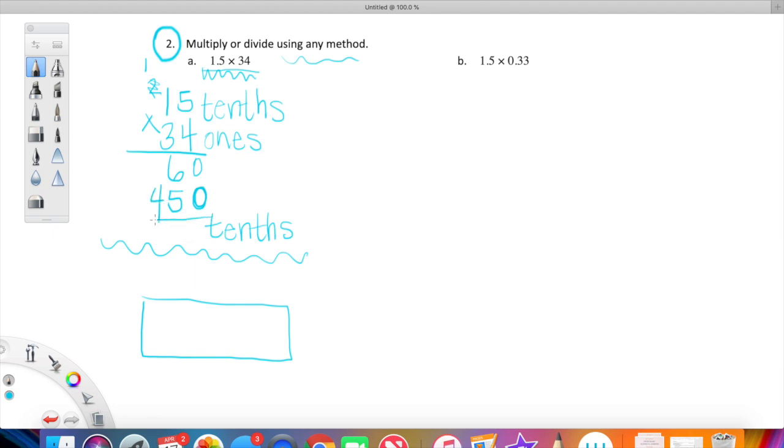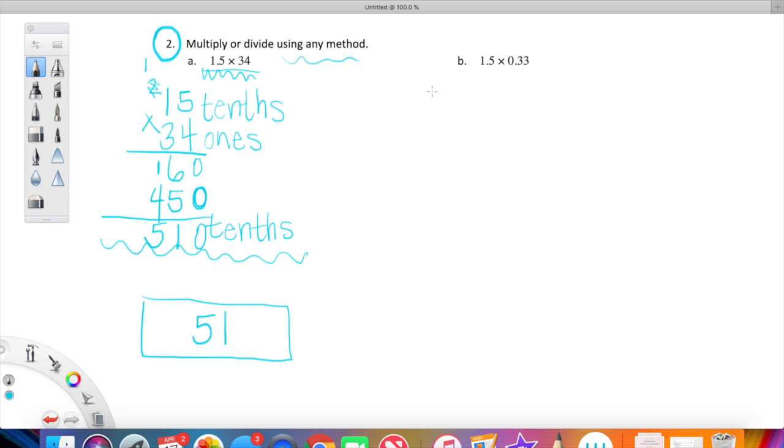Now what we need to do is add up these partial products. 0 plus 0 is 0. 6 plus 5 is 11, and 5. So our final number here is 510 tenths, friends. 510 tenths is 51.